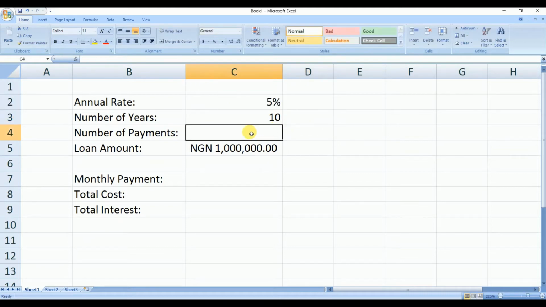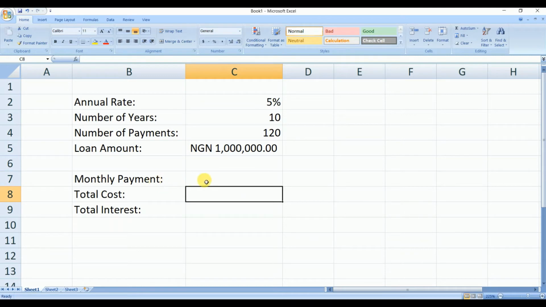So the total number of payments I will make, since there are 12 months in a year, the total number of monthly payments we will make will be the total number of years times 12. So here we have 10, and the cell address is C3, so we'll calculate that as C3 times 12. So we're going to make total monthly payments of 120 times. So then we now move over here.